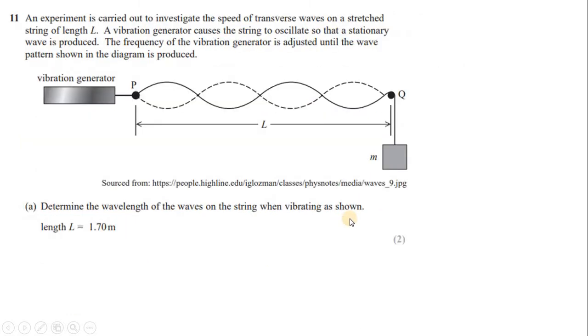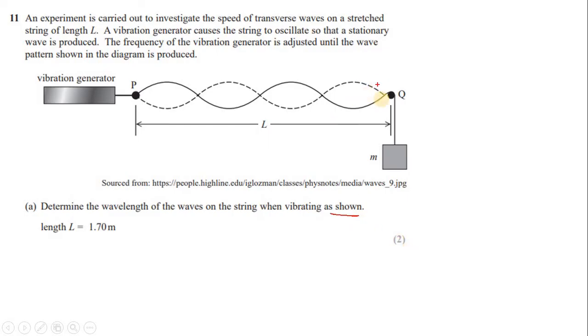Question number 11. An experiment is carried out to investigate the speed of a transverse wave on a string of length L. A vibration generator causes the string to oscillate so that a stationary wave is produced. The frequency of the vibration generator is adjusted until the wave pattern shown in the diagram is produced. This is a typical standard question of stationary waves on a string produced through a vibration generator. Number of loops, string length L. Determine the wavelength of the wave on the string when vibrating as shown.